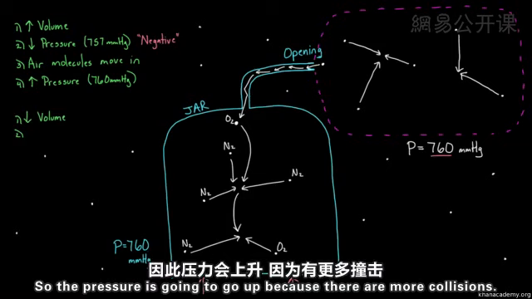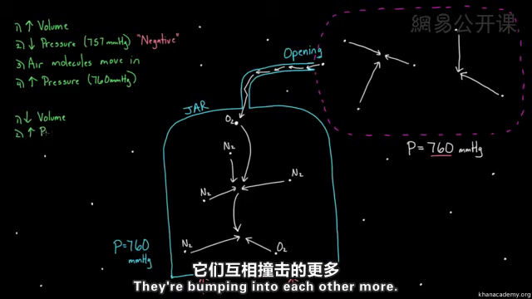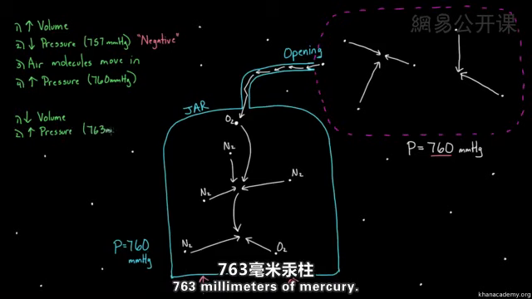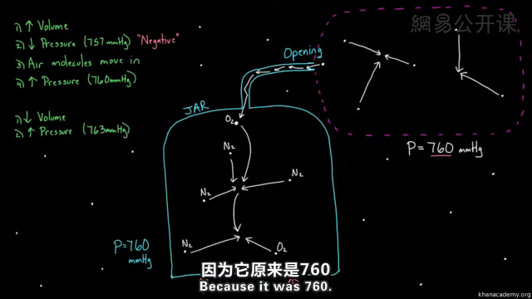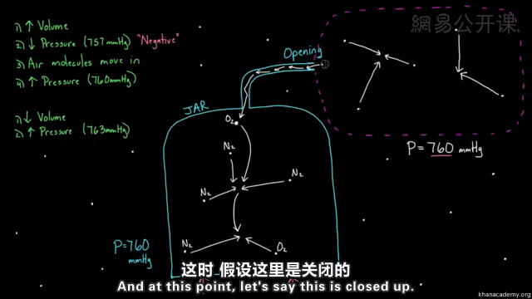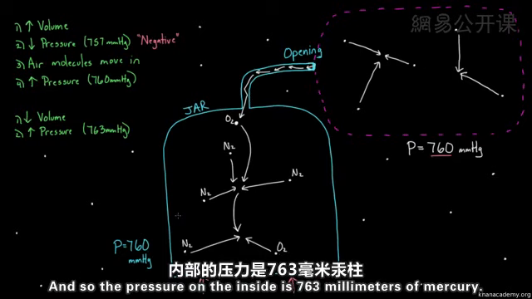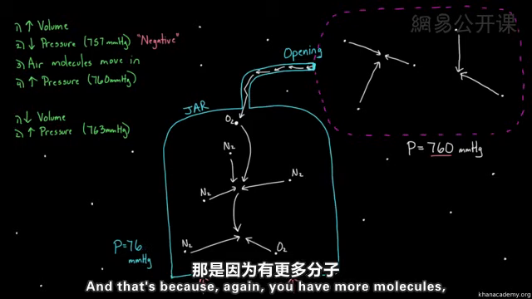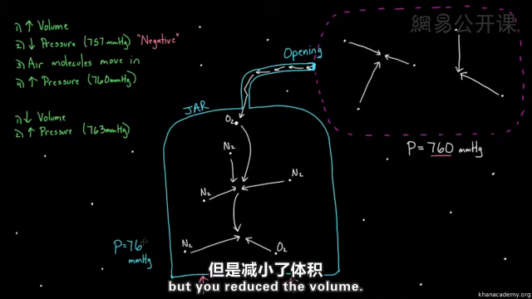So the pressure is going to go up because there are more collisions. They're bumping into each other more. So the pressure is going to go up now to, let's say, 763 millimeters of mercury, because it was 760. And at this point, let's say this is closed up. And so the pressure on the inside is 763 millimeters of mercury. Let me erase this. And that's because, again, you have more molecules, but you reduced the volume.